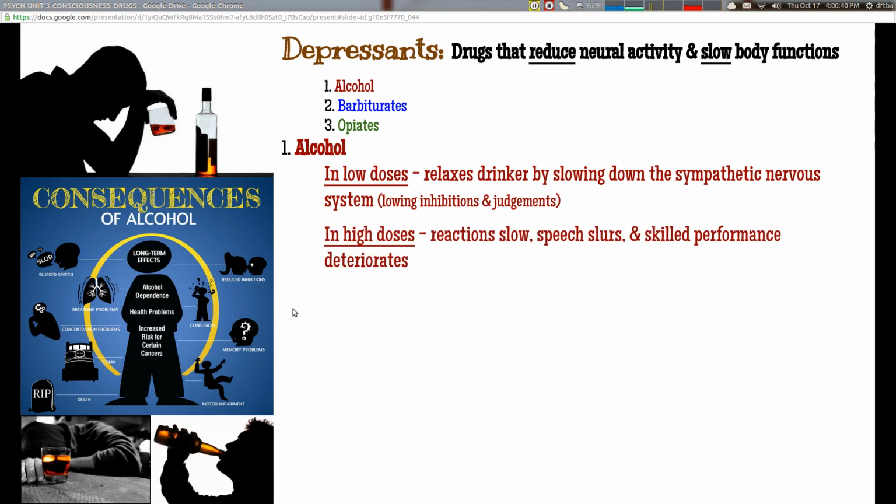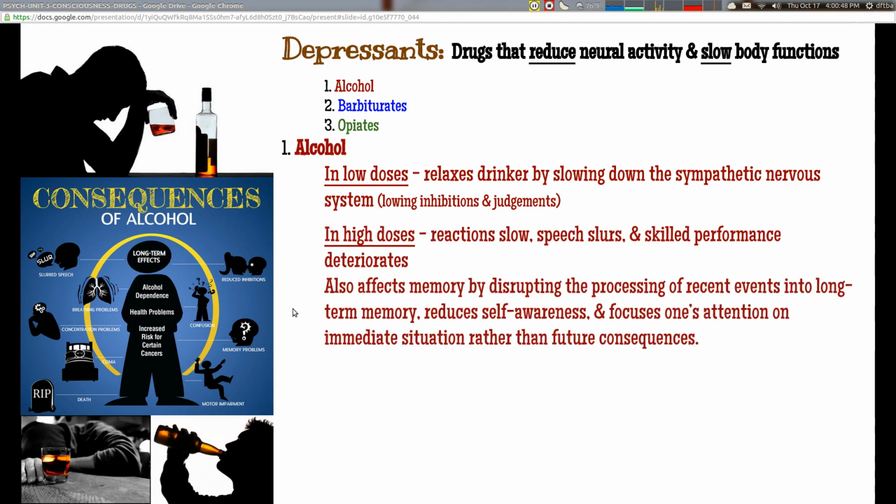And in high doses, your reaction's going to slow, your speech will slur, and skilled performance is definitely going to deteriorate. It affects memory by disrupting the processing of recent events into long-term memory. It reduces self-awareness and focuses one's attention on immediate situations rather than future consequences. And you can even see that with somebody who's sort of drunk. They're constantly talking about what's happening in front of them. Oh my gosh, did you see that? Did you see that? I mean, it's just like they're not able to put a filter up on what in the world's coming out of their mouth.